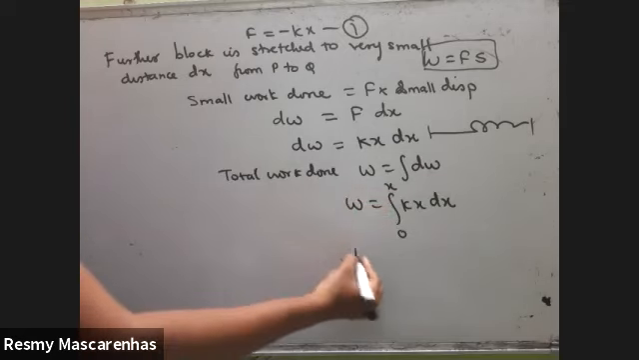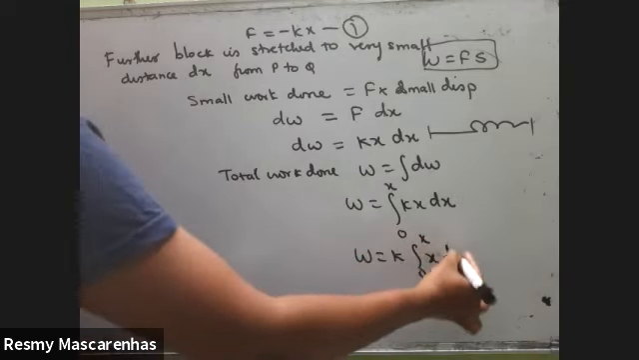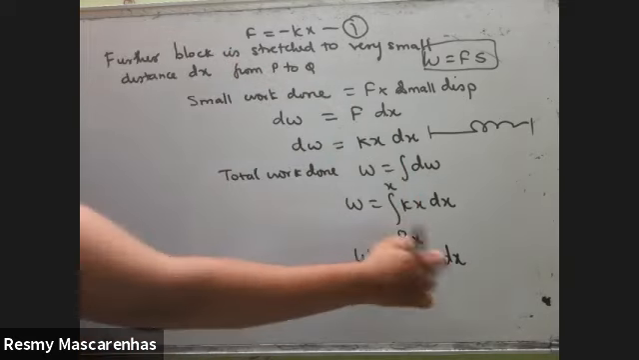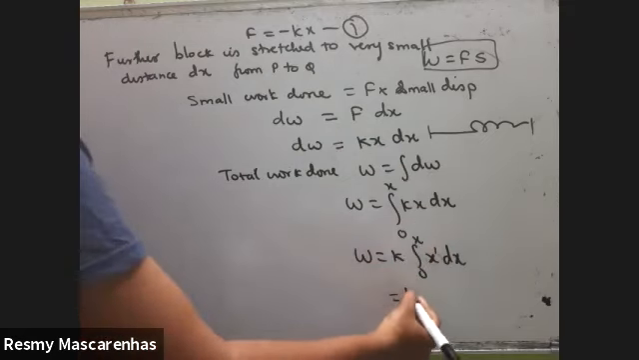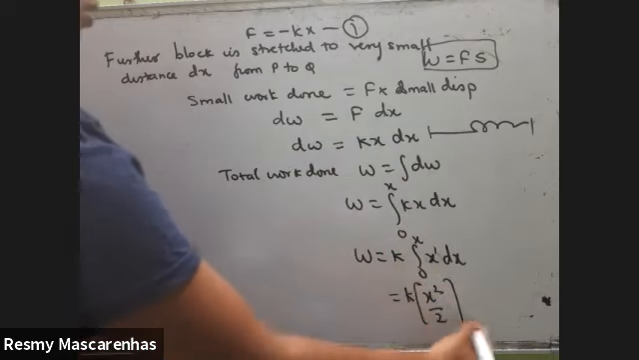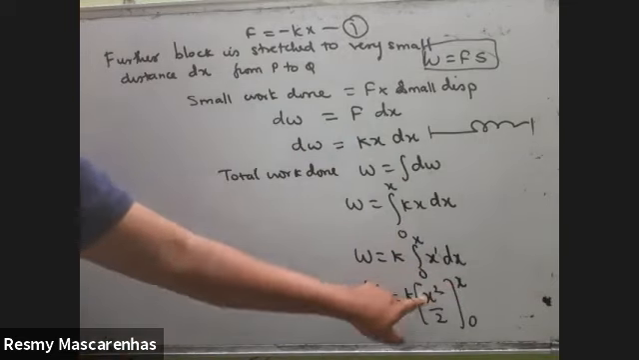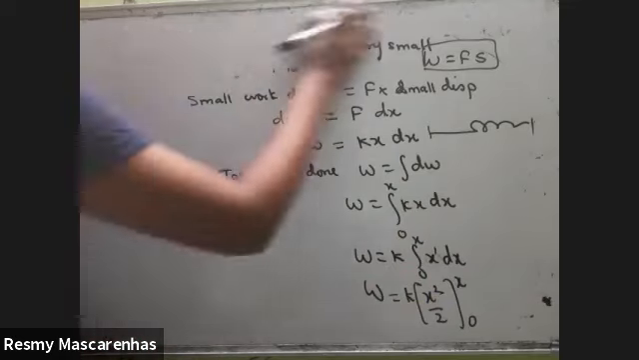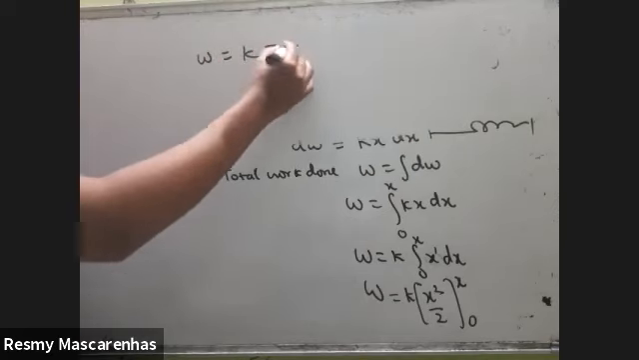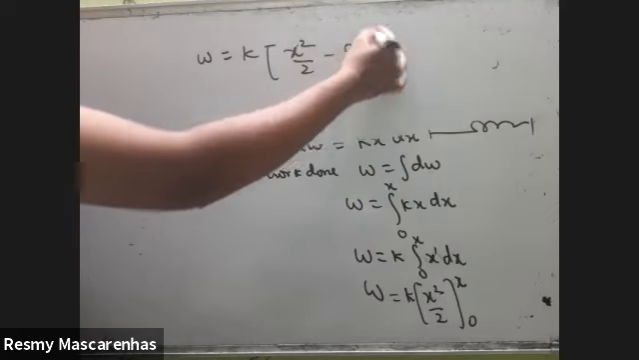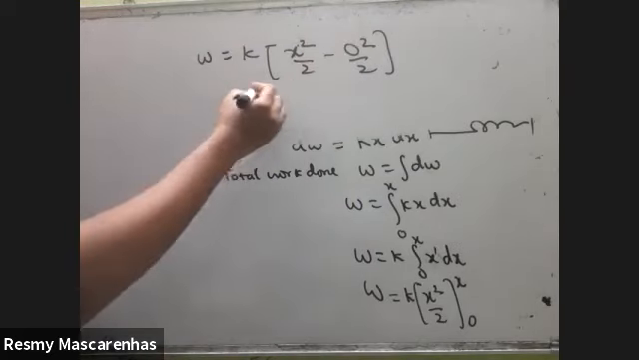K, you can bring him out. Now integrate x, so power is 1. So obviously it will become x square upon 2. Then put this here, 0 to x. So put the higher limit first. So x will remain as x only. Lower limit will become 0 square upon 2. Wherever there is x, you have to put that value. So this will anyways go.